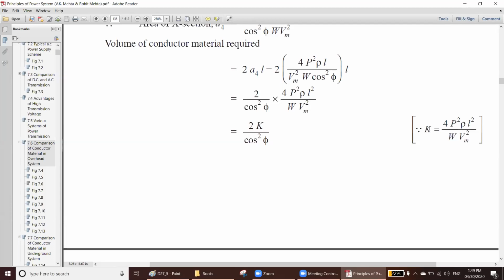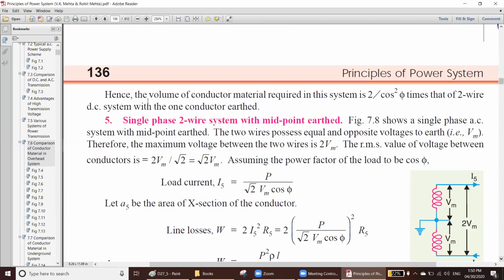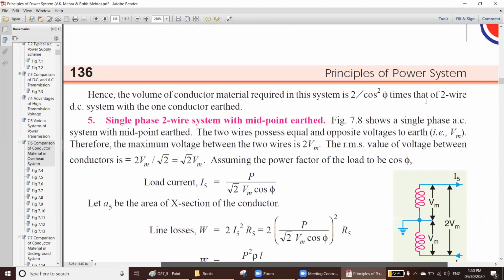So the final value is 2K divided by cos square phi. Now you can understand the volume required for single phase AC is much bigger. Why? Because cos square phi will never be more than 1, since the highest value of cos is 1. So 2 divided by 1 is equal to 2, so you need at least 2K. 2K means double of K, double conductor material required compared to our DC system. So here the conductor material required is 2 divided by cos square phi times that of the two-wire DC system with one conductor earthed.